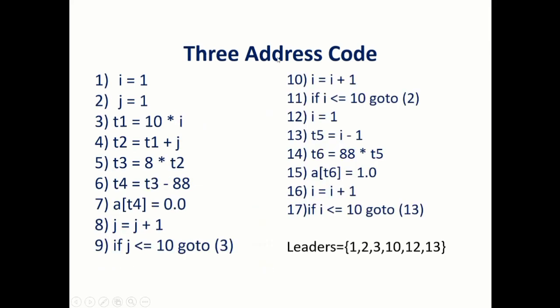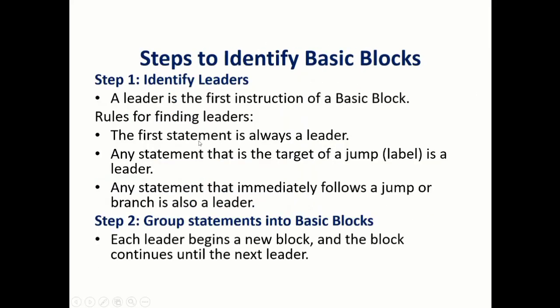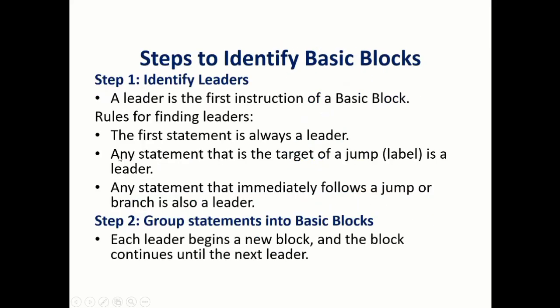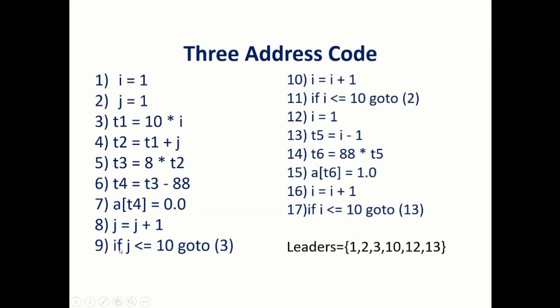Finally, we constructed the 3 address code. Now we will identify the leaders using the rules. Rules for finding leaders. The first statement is always a leader. In this 3 address code, the first statement I equal to 1 is a leader. Rule number 2: any statement that is the target of a jump label is a leader. The jump targets are leaders.